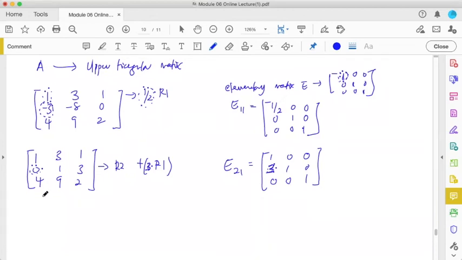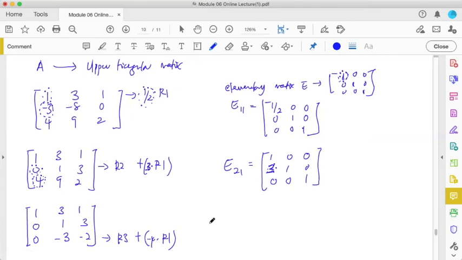So next, we move to coefficient 4. We want to change coefficient 4 to become 0. So what operation you need is you take row 3, you add row 1, but you need to multiply row 1 with -4. So that will give you these coefficients.